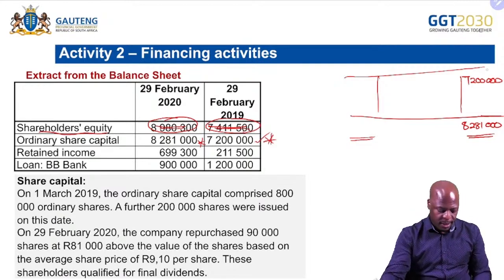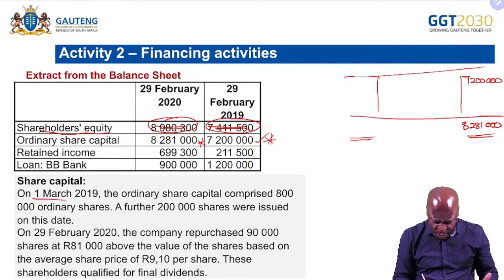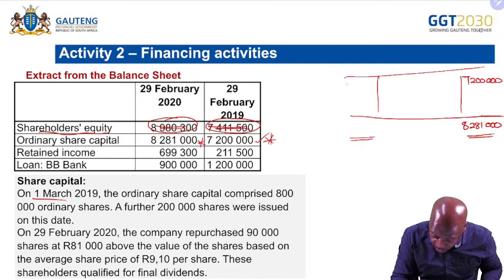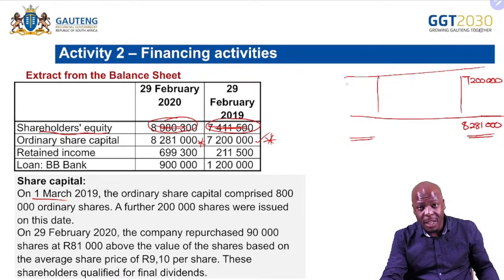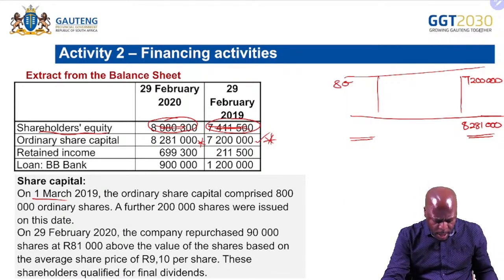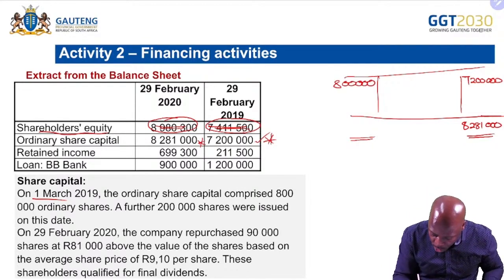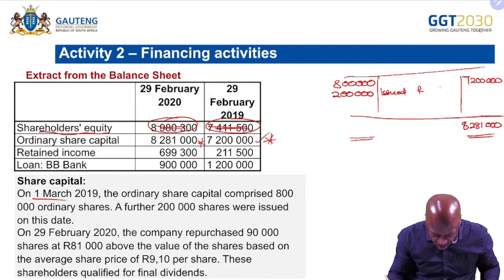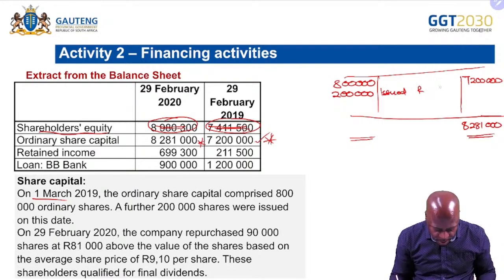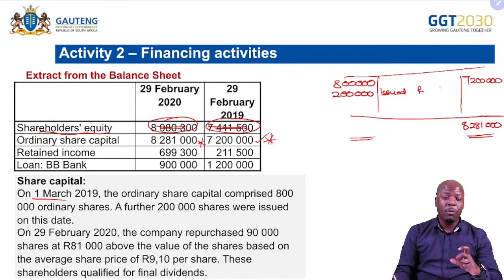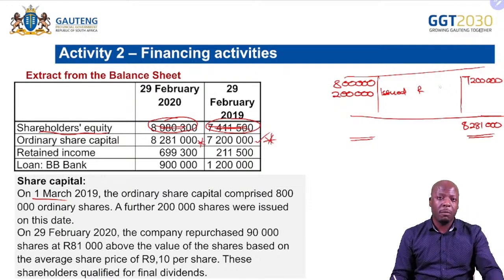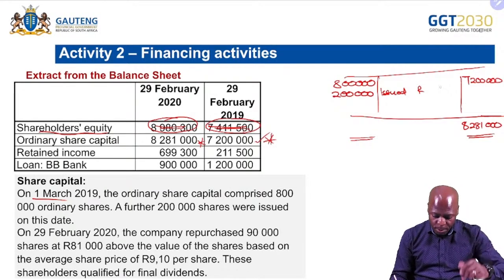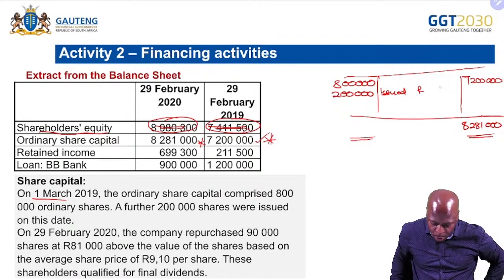On 1 March 2019, I'm reading over here now, the ordinary share capital comprised of 800,000. In other words, here I had 800,000 here. 1 March, that is the beginning of the financial year. And then they say a further 200,000 shares were issued. So here I have 200,000 shares here which are being issued. Okay? These are issued. At what price did they issue them? They never told me. Should I stress? No. In accounting, here is one principle. If you're not given the figure, they want you to find out the figure. So don't stay in that place. Continue moving. Let me move on and see where else do I go.